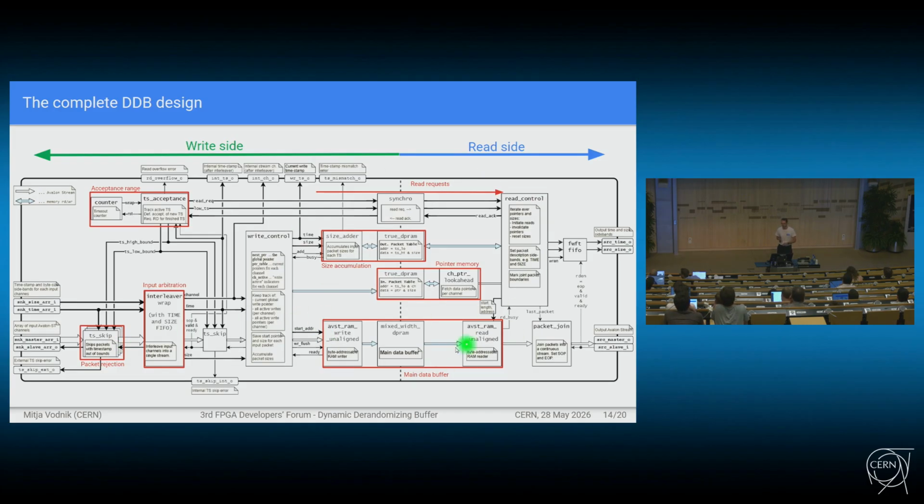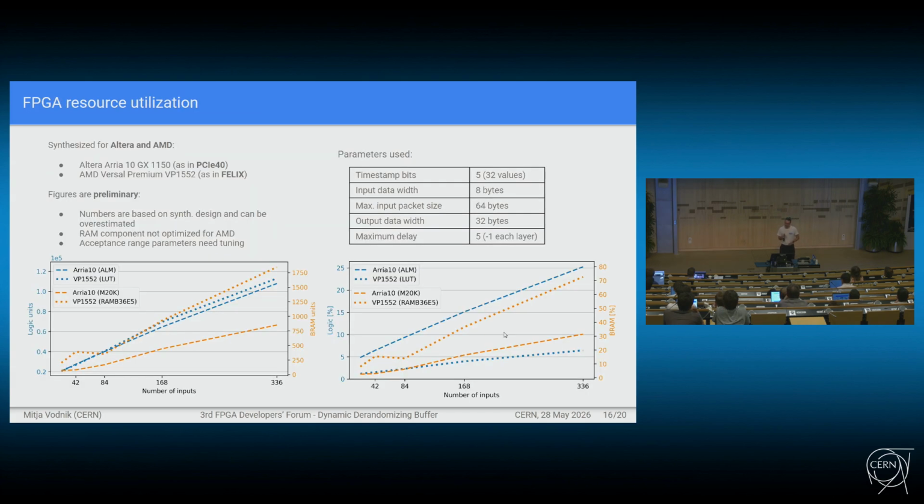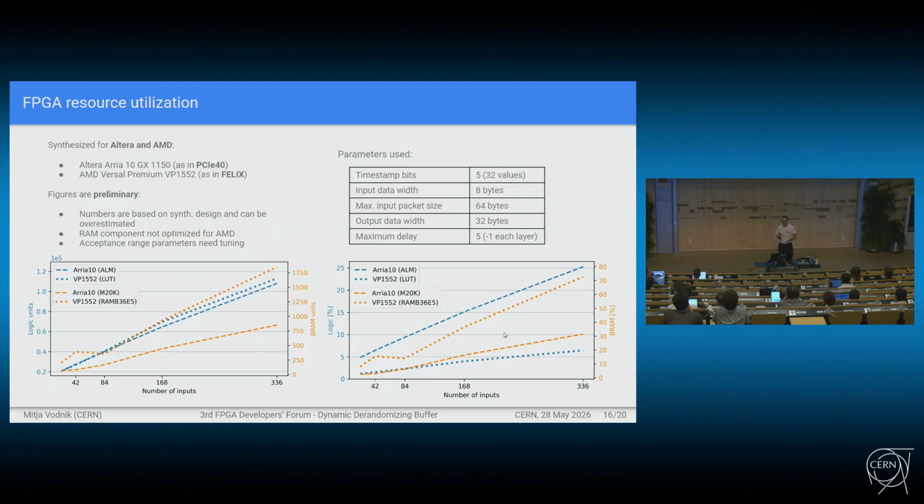And so all the other components that I've already showed. One good thing about this design is it's modular. A lot of the components used, like RAM readers, RAM components, the arbiter, the stream arbiter, they are all part of our Colibri library, which we'll present tomorrow in a tutorial. And since it's written in pure VHDL, with no vendor-specific cores included, this design is very portable.